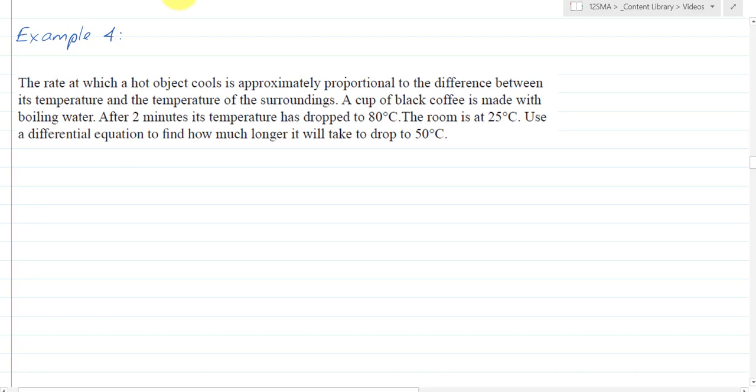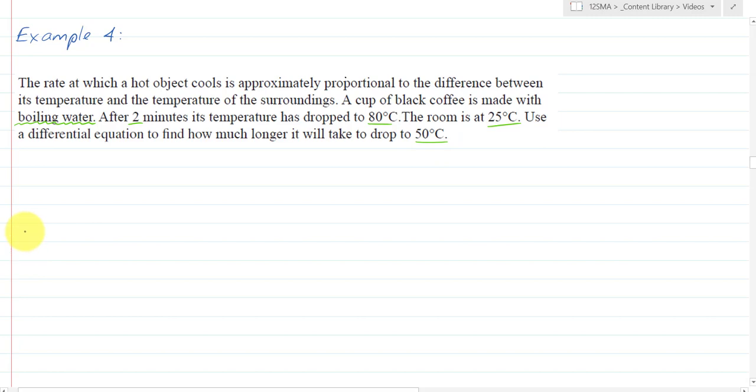In this example we're talking about coffee cooling, and it's a fairly routine example. The rate at which a hot object cools is approximately proportional to the difference between its temperature and the temperature of the surroundings. A cup of black coffee is made with boiling water, so we assume it starts at 100 degrees, and I know that is scientifically not necessarily possible, but we're going to work with that assumption. After 2 minutes, it's dropped to 80 degrees, and the room is 25 degrees Celsius. Use a differential equation to find how much longer it will take to drop to 50 degrees Celsius.